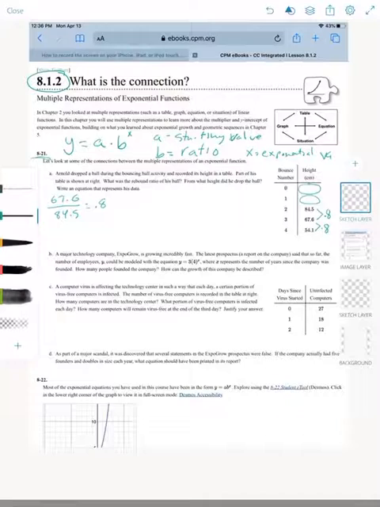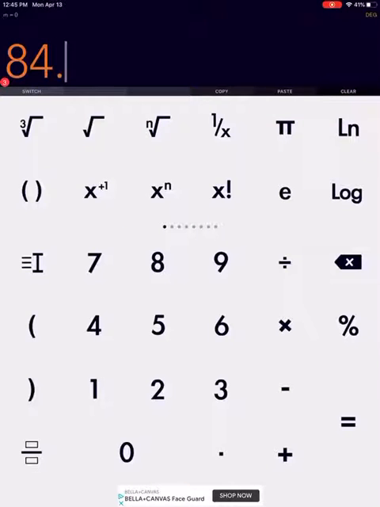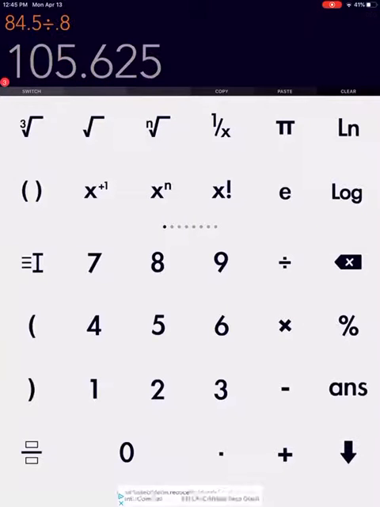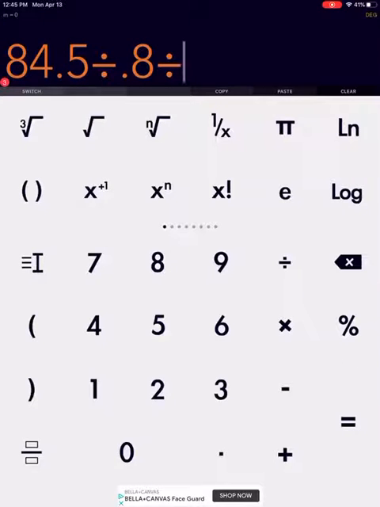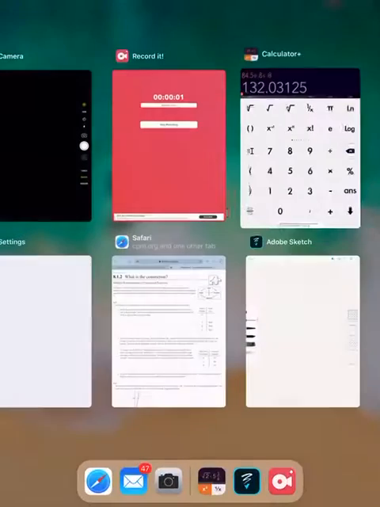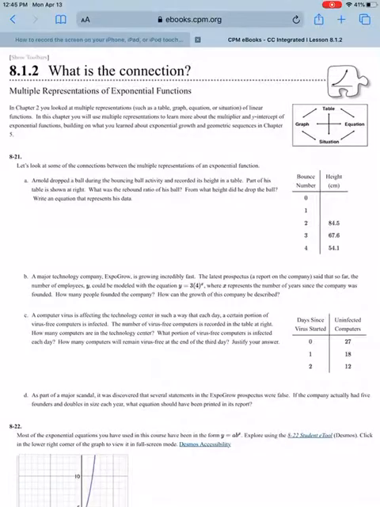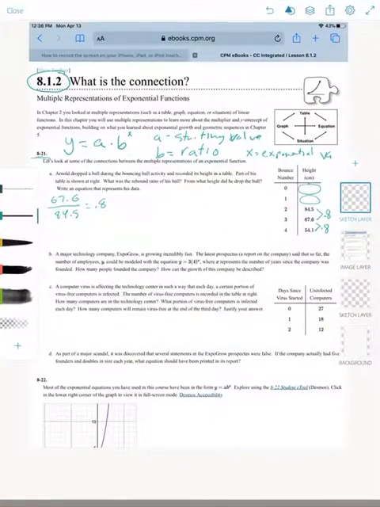So we go back and we need to figure out 84.5 divided by 0.8. That gave us how high it was on the bounce before that, and then we divide that one by 0.8 again, and it should be about 132. Okay, so that means that this is about 132.